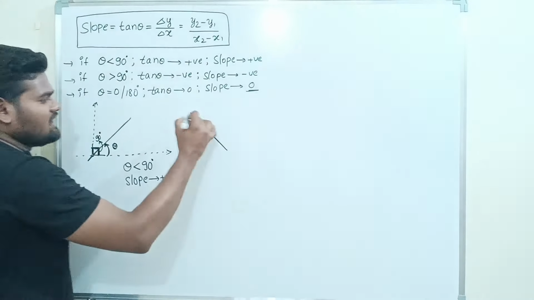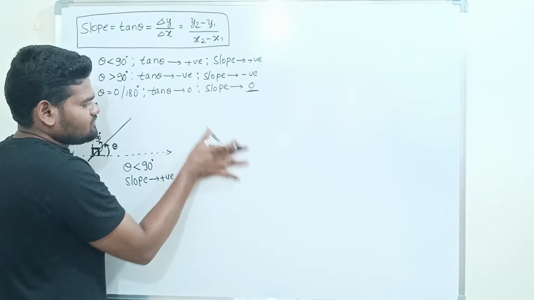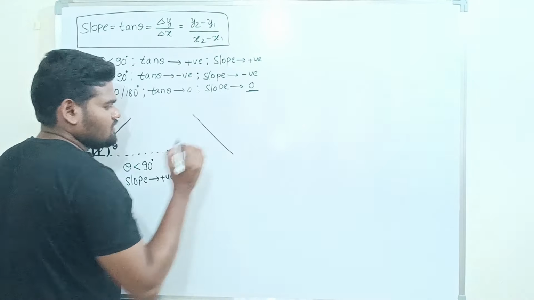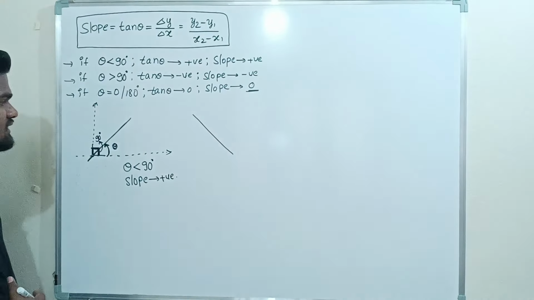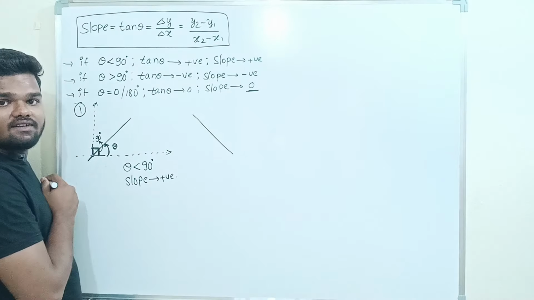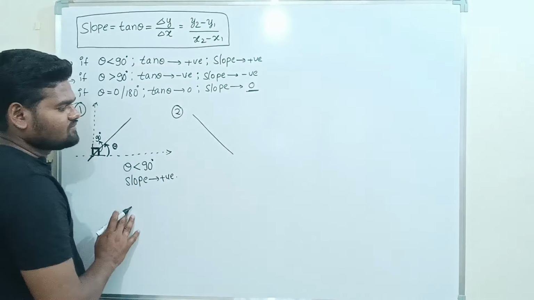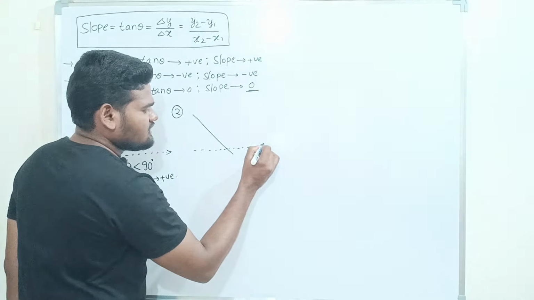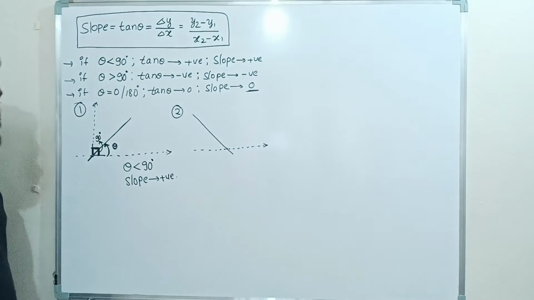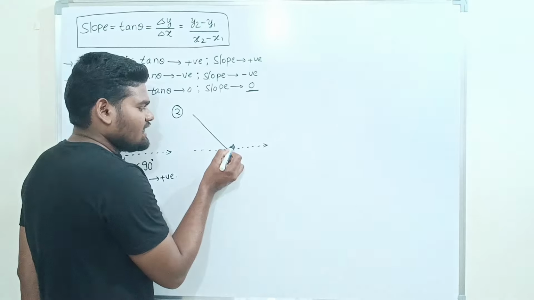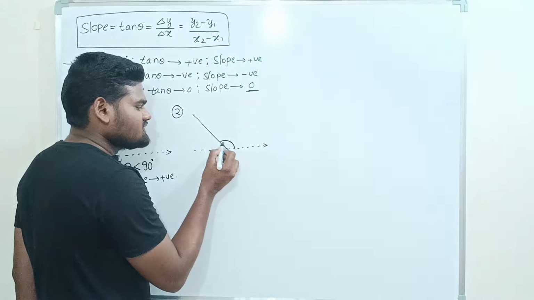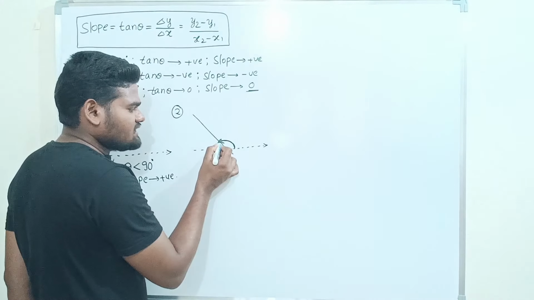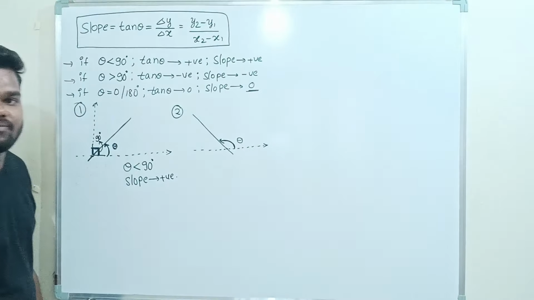Okay, now the slope is like this. Let us say this is first one and this is second. So what we have to do? Draw the positive x-axis on any point on the slope. Next, take an angle theta from the positive x-axis in anti-clockwise direction. See, in anti-clockwise direction we draw an angle theta.